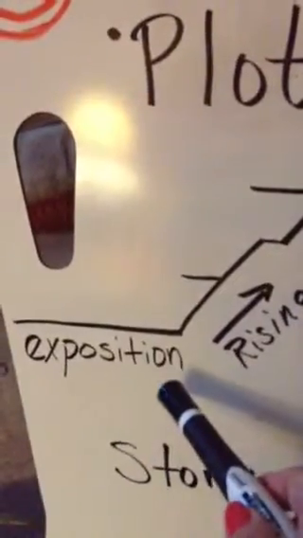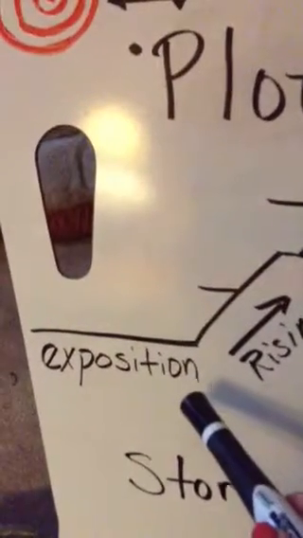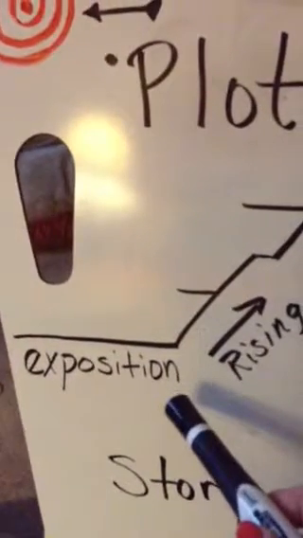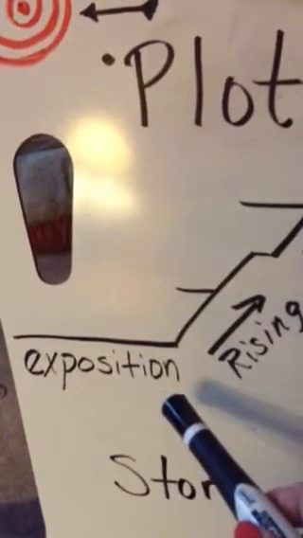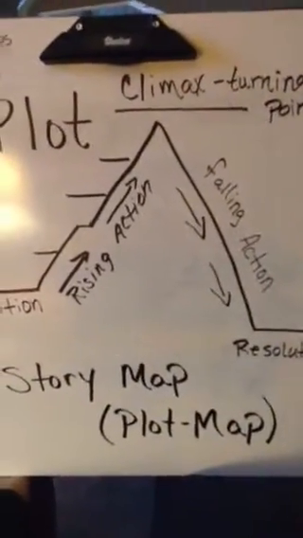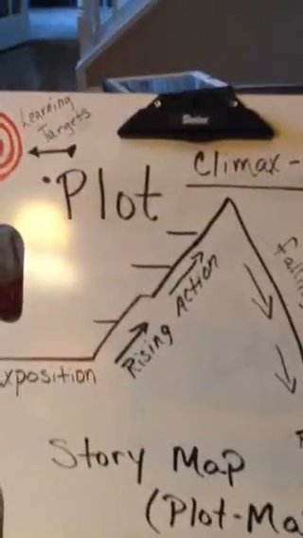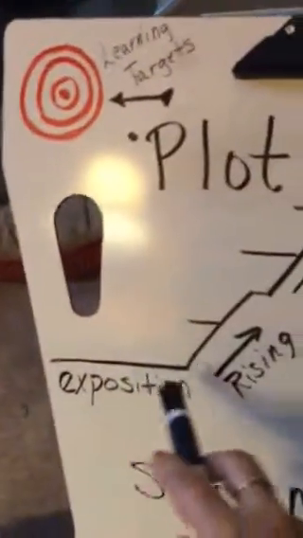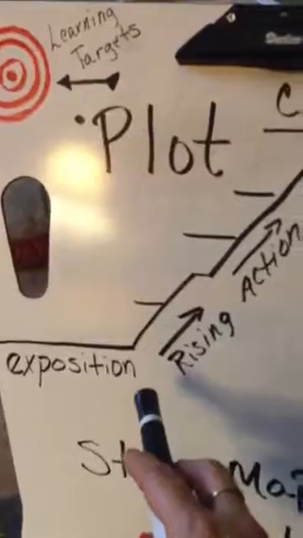In the exposition, that is where the story characters are introduced. So characters are introduced during the exposition part of the story, as well as the setting. Next we're going to move to the rising action. Notice that I've drawn this out so it looks almost like a mountain, so sometimes it's called the story mountain. You might have used that terminology in elementary school. So we start with the exposition. Characters are introduced, and so is the setting.